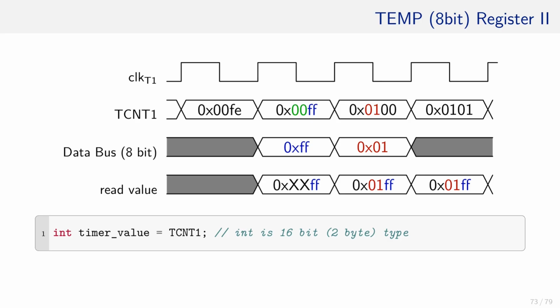The usage of the temp register is entirely transparent, and you do not have to adapt your program to use it. Just read 16 bits directly from TCNT. Everything is done automatically.